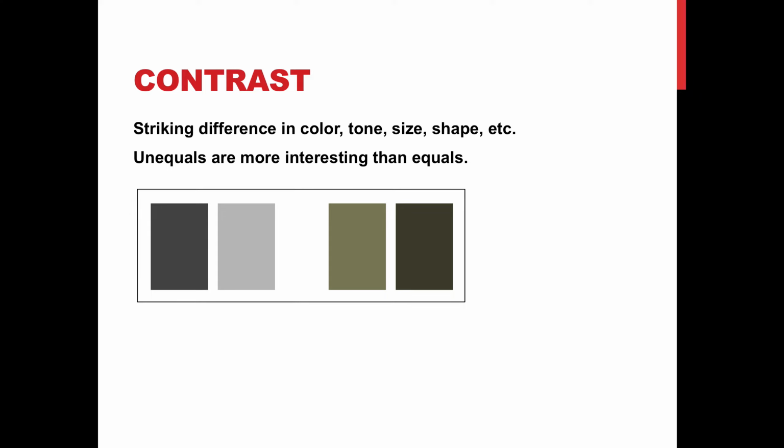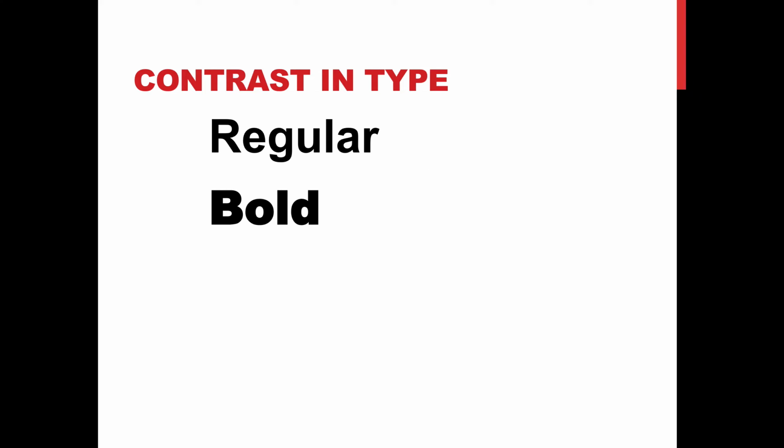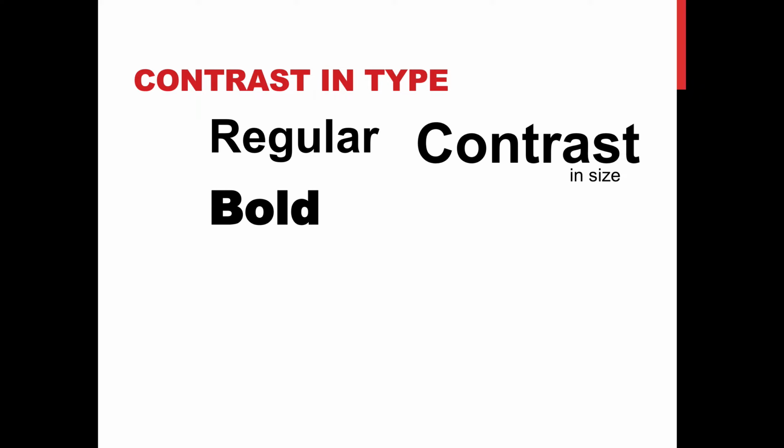That can be interesting. You can also have contrast and type, so you could have something like regular, you could have something like bold. So you could have contrast and size. So remember from the last module when we created that hello world HTML file, this might be an example of an H1 tag, so a large header tag, and this might be an example of a paragraph tag.